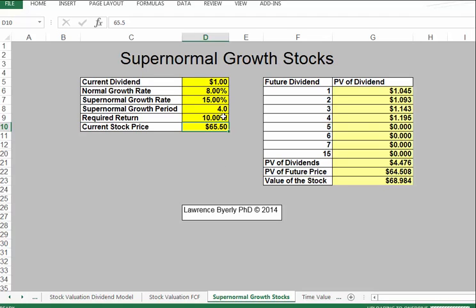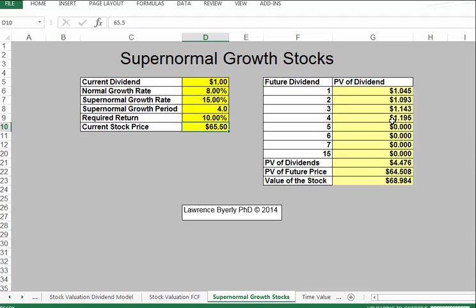So how does the process work? Well, essentially what we do is we calculate the future dividends for the first 4 years in this super growth process, and we find their present value. So these rows here, these are the present values of the future dividends, and if you sum those together, they're worth $4.48 in today's money.